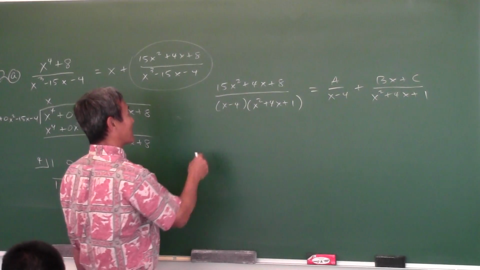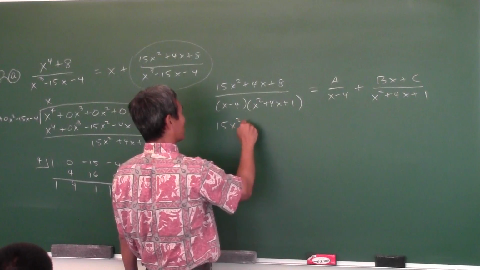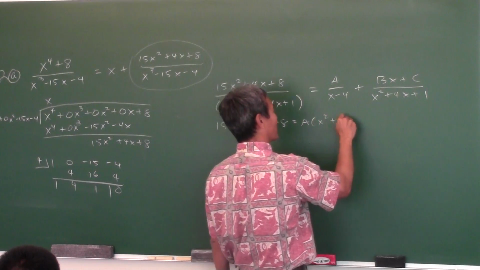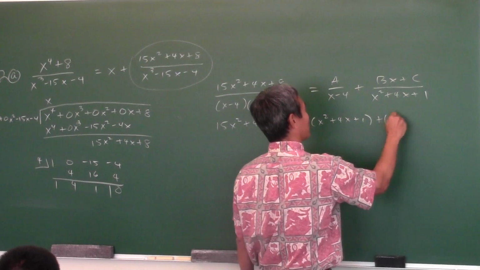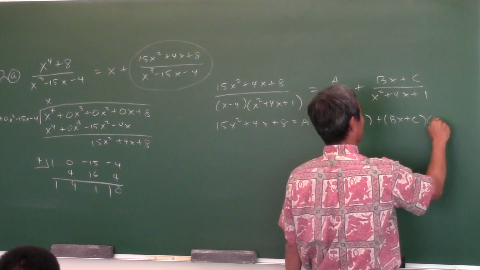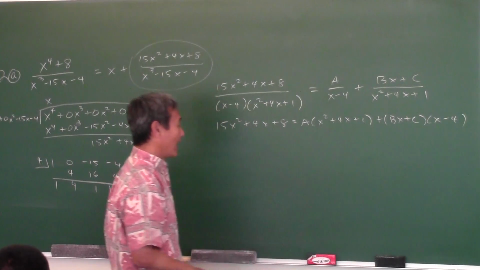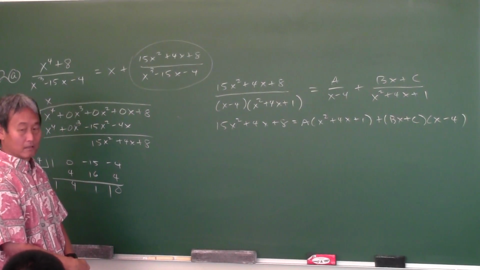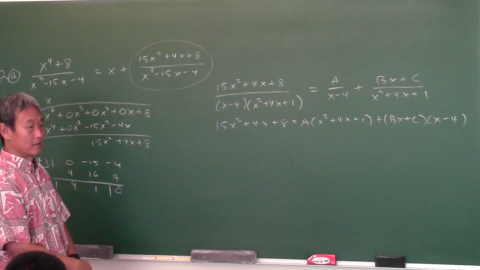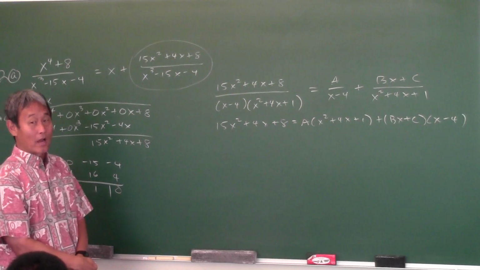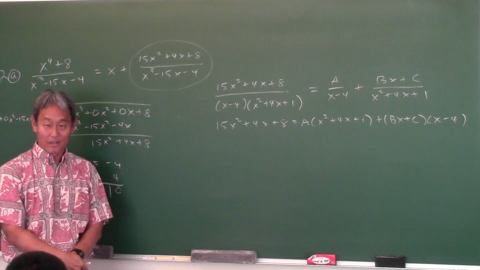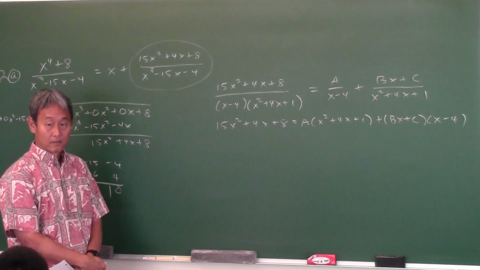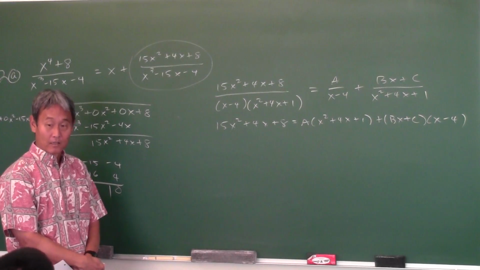Okay, multiply both sides by the LCD. 15x squared plus 4x plus 8 is equal to a times x squared plus 4x plus 1 plus bx plus c times x minus 4. And what do you want to do? Equate the coefficients, Heaviside method, hybrid, what? Equate the coefficients. Heaviside. No. Well, if you're going to do a hybrid, you got to equate the coefficients anyway. Don't do Heaviside, because I don't want to do 16 times 15. 16 times 15 is 240.